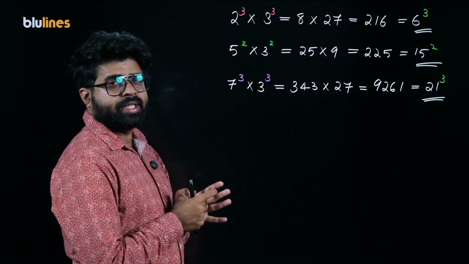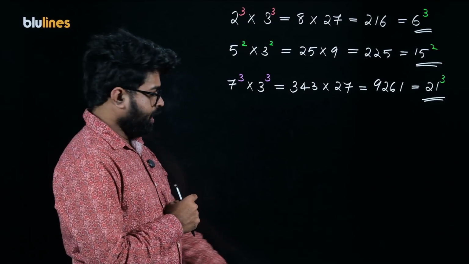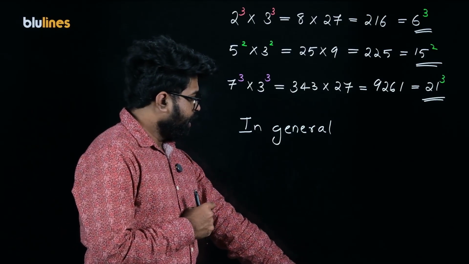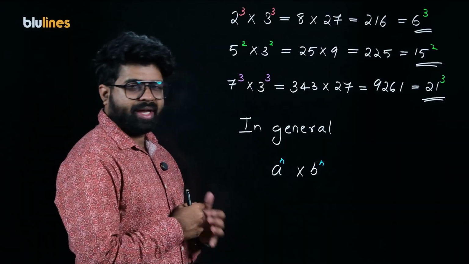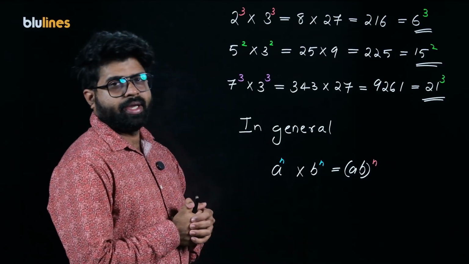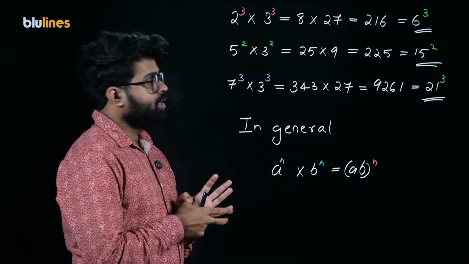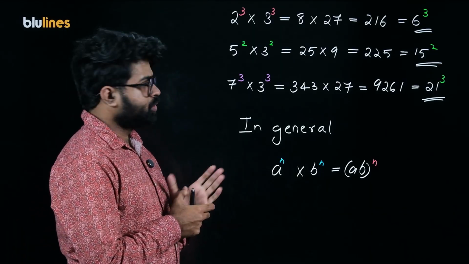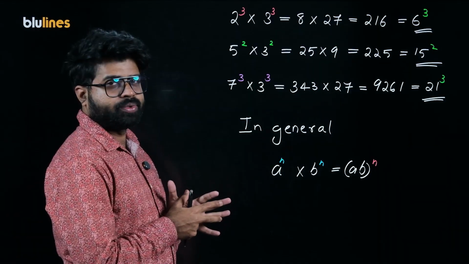So if we have the same power and different bases, in general we can conjecture a result. In general we can say that a to the power n multiplied with b to the power n is equal to ab the whole to the power n. So this is the result that we have conjectured from these examples. It's useful for solving a lot of problems too.